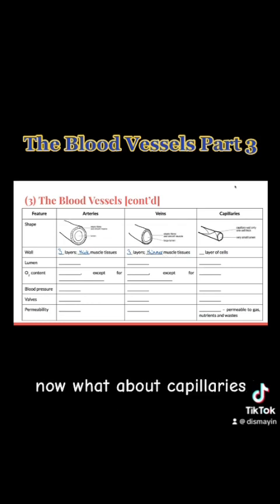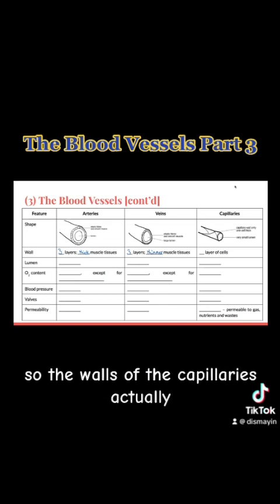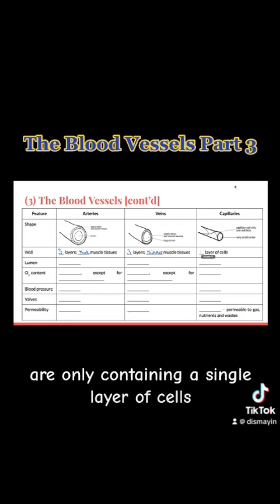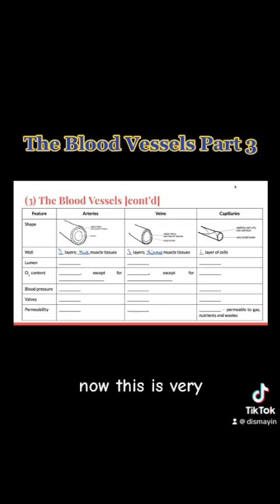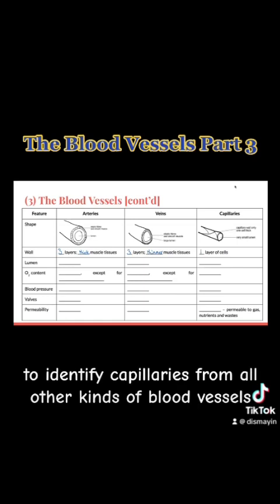Now, what about capillaries? Capillaries are the smallest blood vessels in our body. So the walls of the capillaries actually contain only a single layer of cells. Now, this is very, very important. In fact, we use this particular characteristic to identify capillaries from all other kinds of blood vessels.